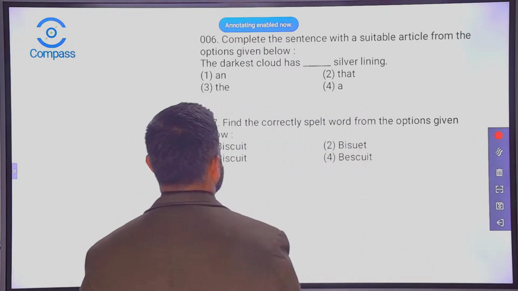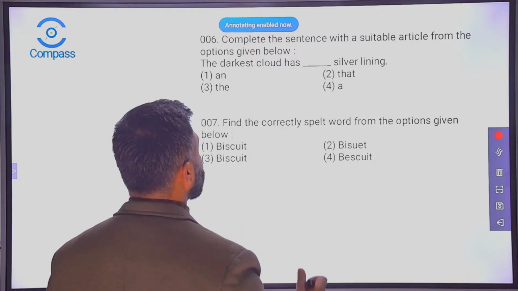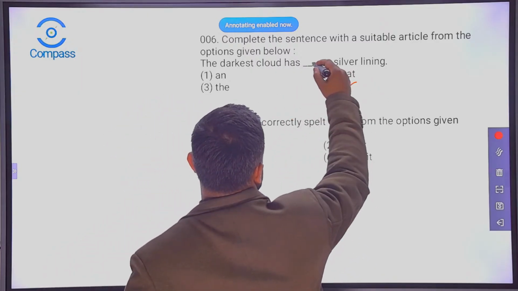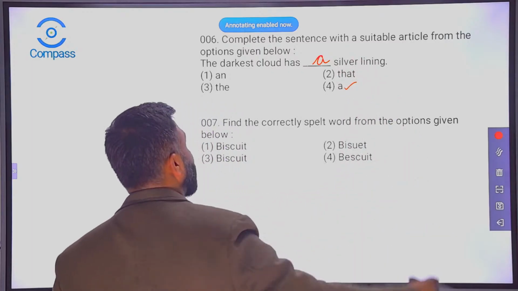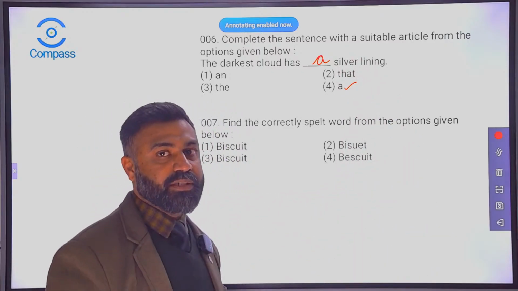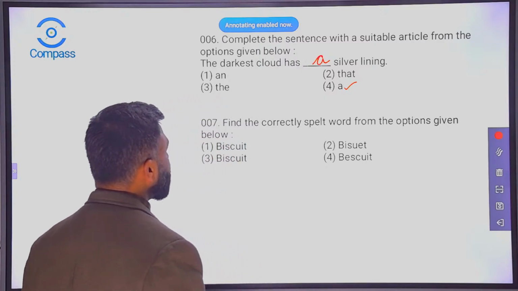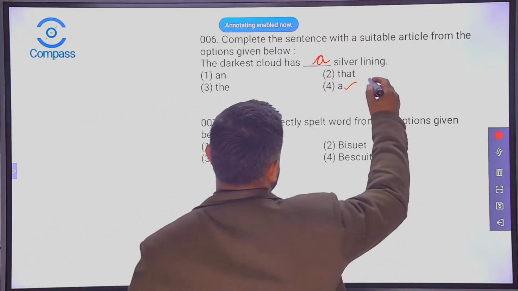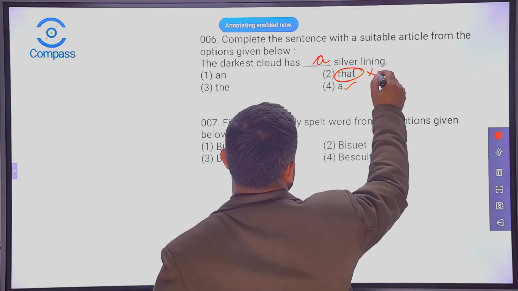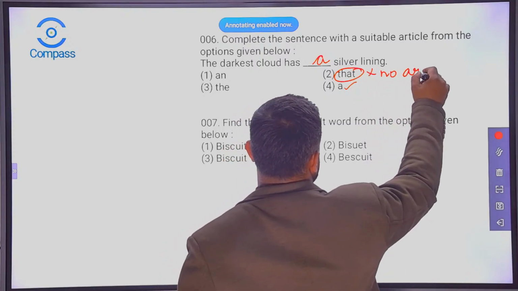So let's see. The darkest cloud has, and the right option is a silver lining. The darkest cloud has a silver lining. So that's the right answer here. That is not an article. This is not an article. No article.